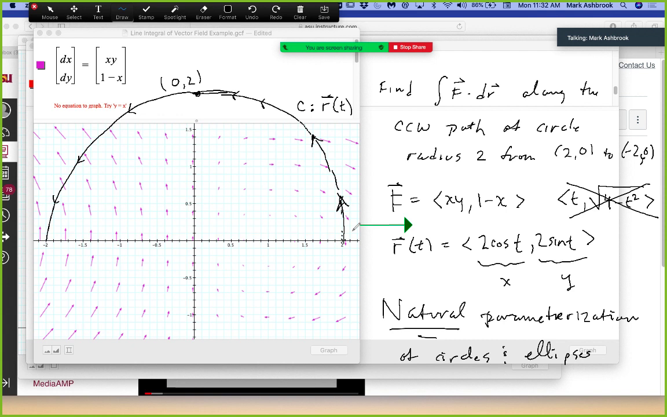So cosine t is the x-coordinate on the unit circle. Sine t is the y-coordinate on the unit circle. Never forget that. That's the basis of sine and cosine. Coordinates on the circle. That's what they give.